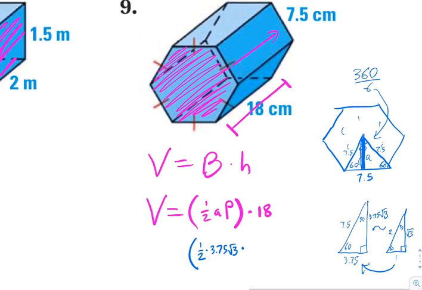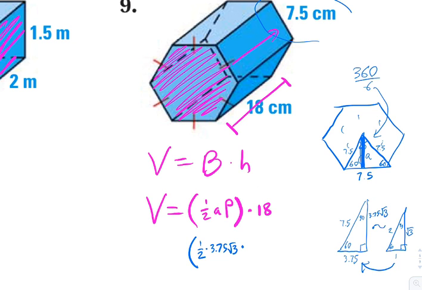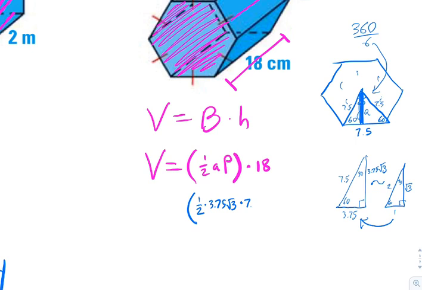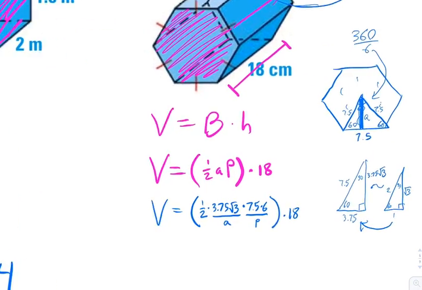Now the perimeter of that base is that side 7.5 times 6. So I'm just going to write that in here for now. 7.5 times 6. That's my perimeter. This was my apothem. And then times 18. So that's the volume. Now to simplify this, I'm going to leave the square root because I like exact answers.